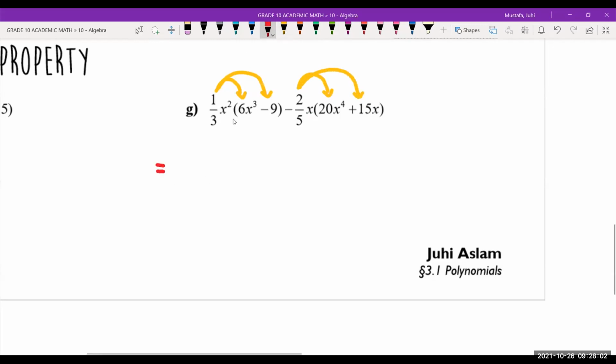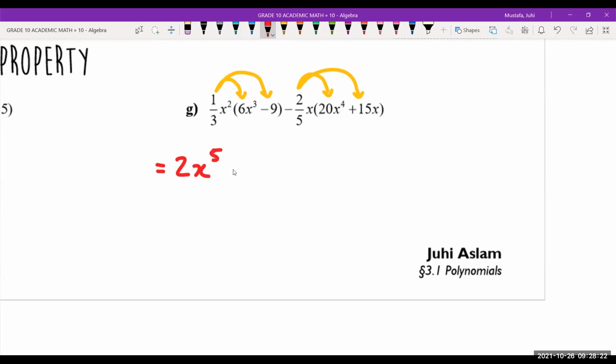Okay, so what's that going to look like? Well, first, we multiply the coefficients. So we have 1 over 3 times 6, which is going to be 2. X squared times x to the power of 3. Power laws tell me I have to add the exponent. So it's going to be x to the power of 5. Good job. Then we do the next part.